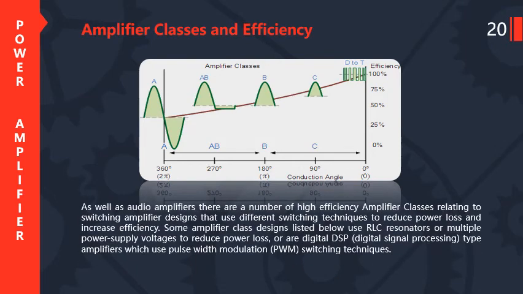As well as audio amplifiers, there are a number of high efficiency amplifier classes relating to switching amplifier design that use different switching techniques to reduce power losses and increase efficiency. Some amplifier class designs listed below use RLC resonators or multiple power supply voltages to reduce power losses, or are digital DSP type amplifiers which use pulse width modulation switching techniques.